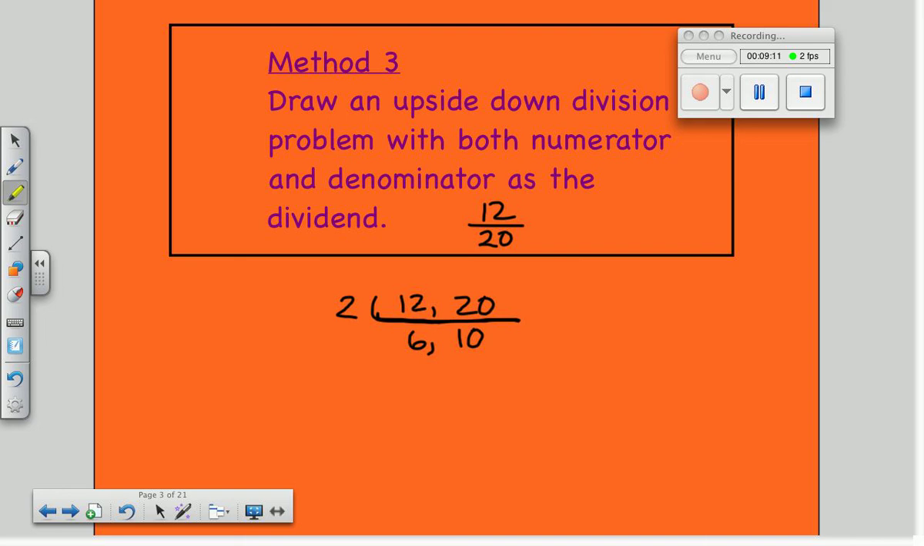Well, 2 can go into 6 and 10 also. So I draw another upside down division problem and put 2 into this one now. 2 goes into 6 3 times. 2 goes into 10 5 times. And there's my new fraction, 3 over 5.